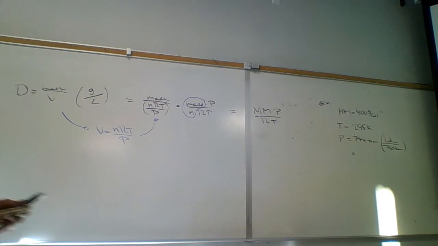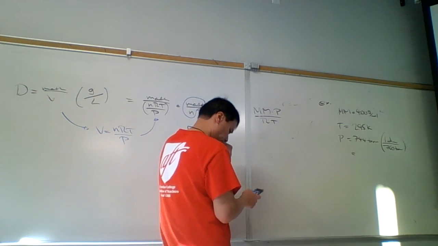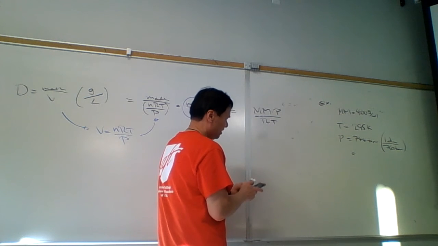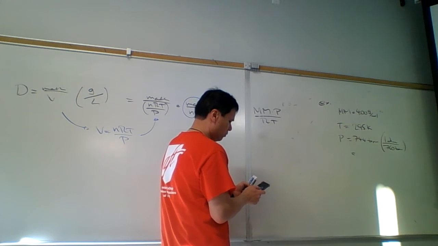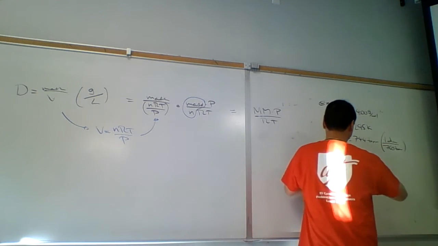Okay, then I'll just plug this into the equation. Let me get the pressure first. 744 divided by 760 is 0.9789.